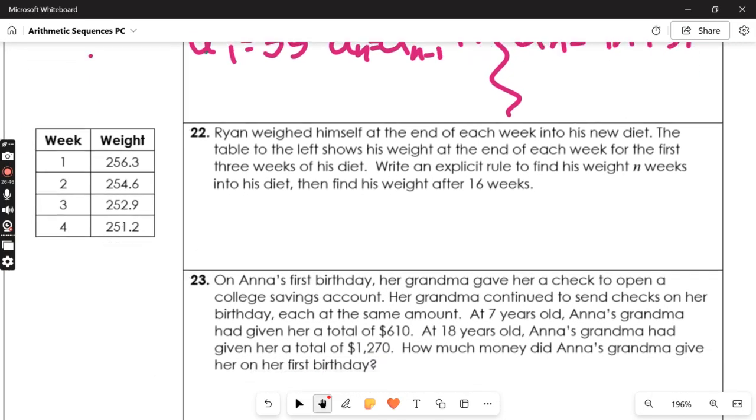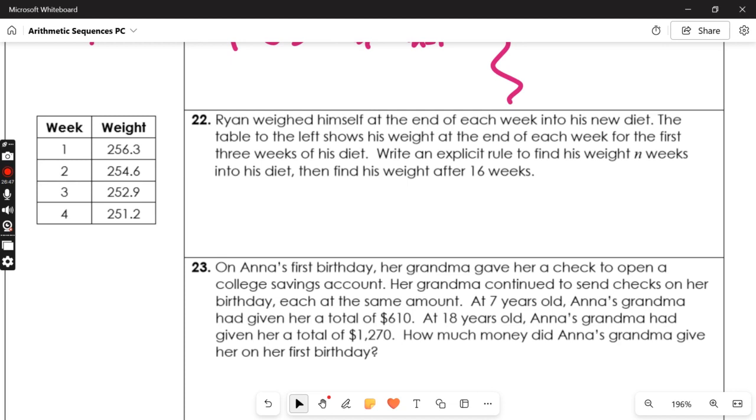Ryan weighed himself at the end of each week into his new diet. The table to the left shows his weight at the end of each week for the first 3 weeks of his diet. Write the explicit rule and find his weight in weeks into his diet. Then find his weight after 16 weeks.